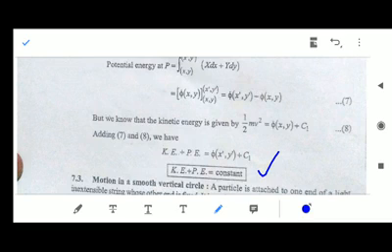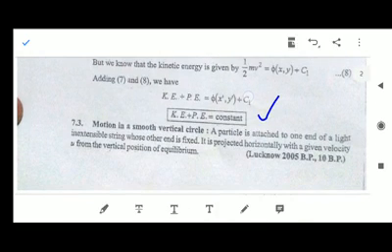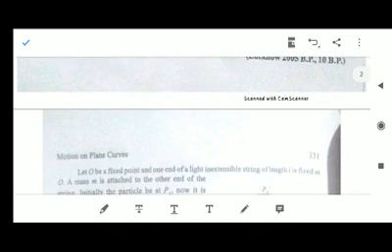Now the next article is motion in a smooth vertical circle. A particle is attached to one end of a light inextensible string whose other end is fixed. It is projected horizontally with a given velocity u from the vertical position of equilibrium.